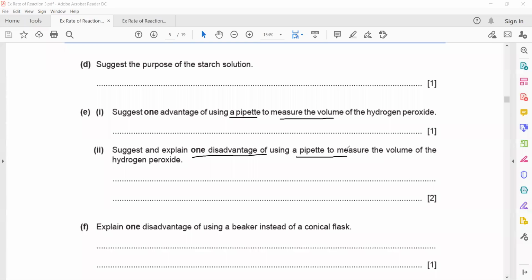Suggest and explain one disadvantage of using a pipette to measure the volume of hydrogen peroxide. It will take time to transfer the solution, so the inaccuracy in the time will be more.